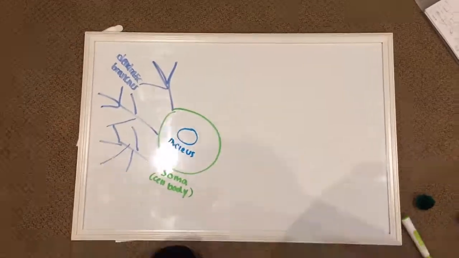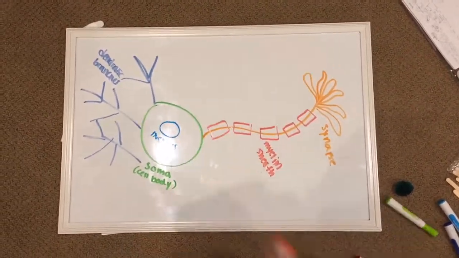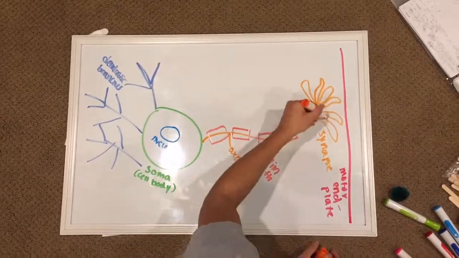The receiving end of a neuron is made up of dendritic branches. The received message then travels down the axon towards the synapse at the axon terminal. The synapse is the space between the neuron and the motor end plate.